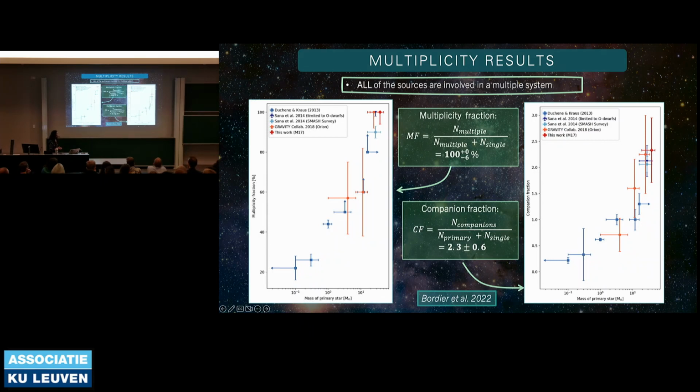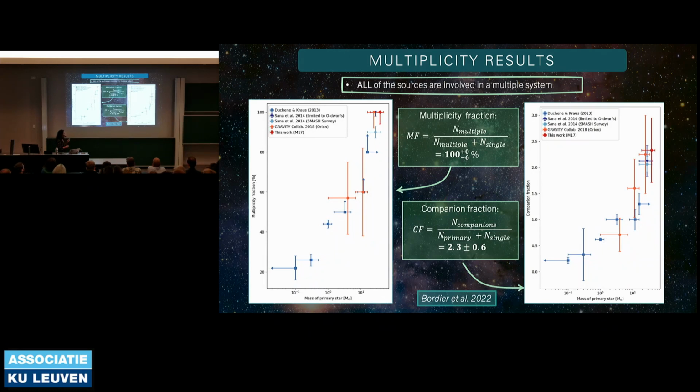This result was quite promising. Here, you can see my mouse, great. The red data point is the data point of this work. And all the other data points are studies that were made only for main sequence stars. So we see here that if we look at a younger age, we still find this very high tendency towards 100% multiples for massive stars, even at younger ages. And same for the companion fraction.